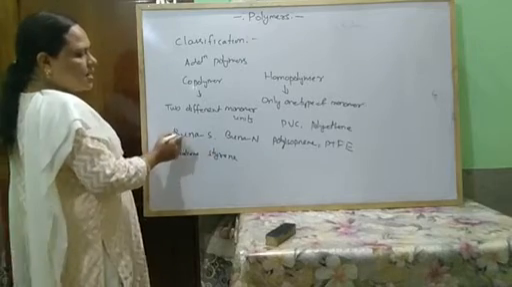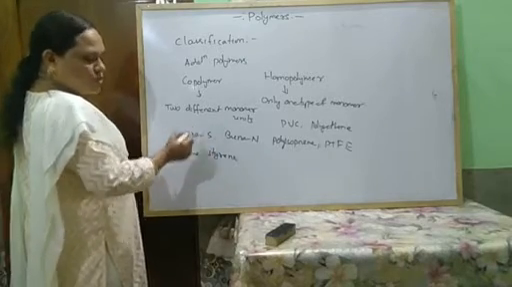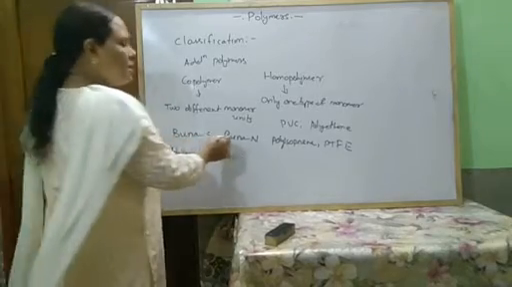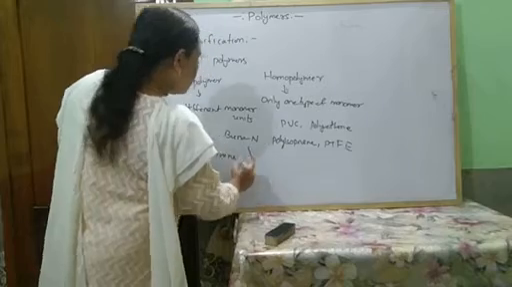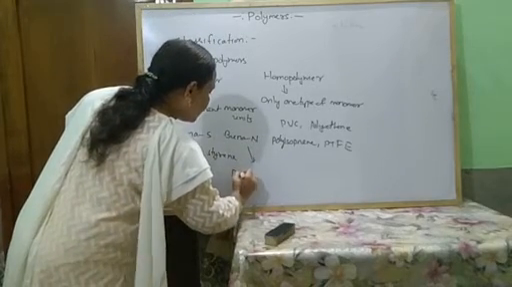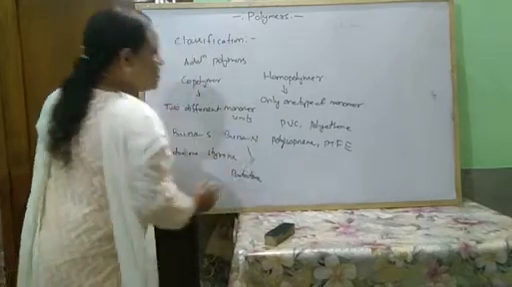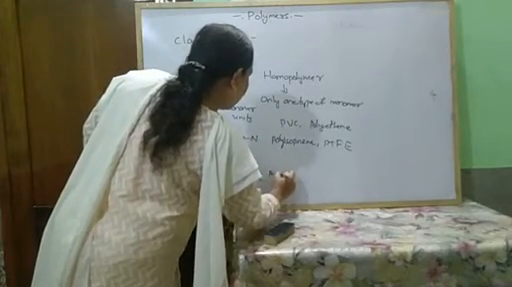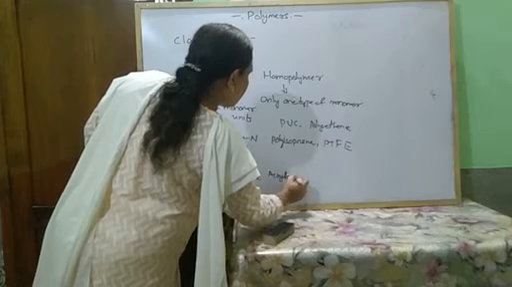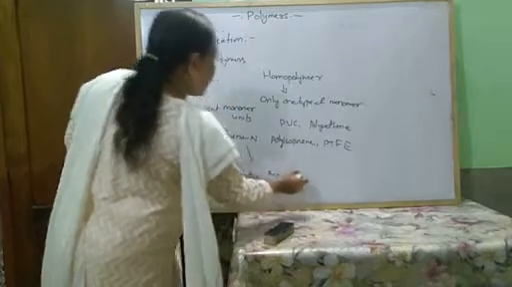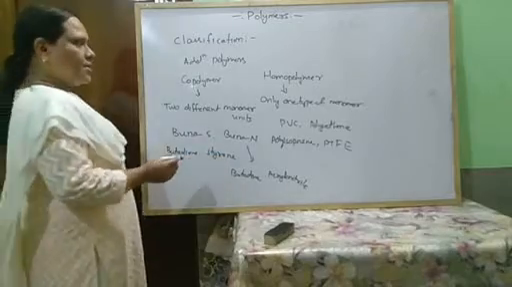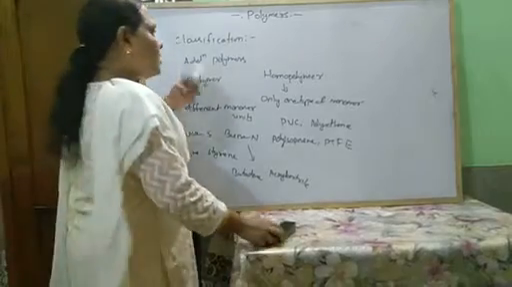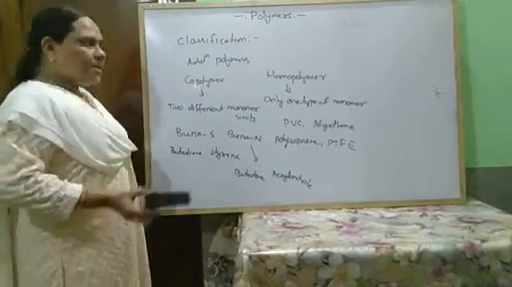butadiene and styrene, and this takes place in presence of sodium. That's why this is known as your Buna-S. Similarly, Buna-N, here the monomer units are 1,3-butadiene and acrylonitrile. So these are your addition polymers. So this is based on types of polymerization.